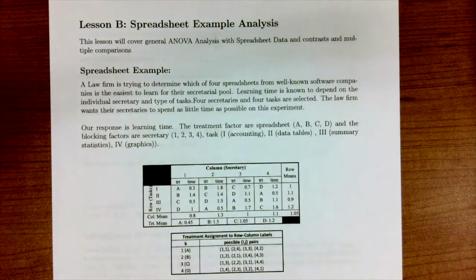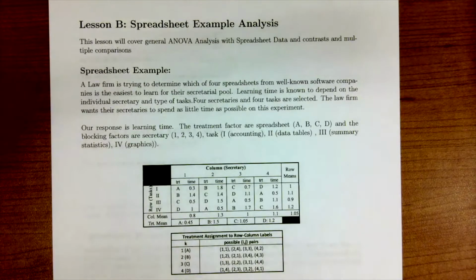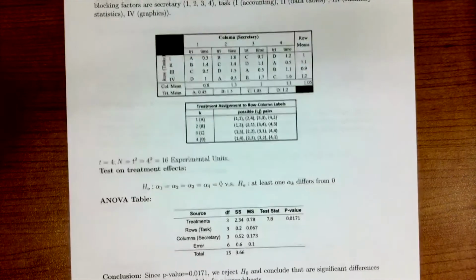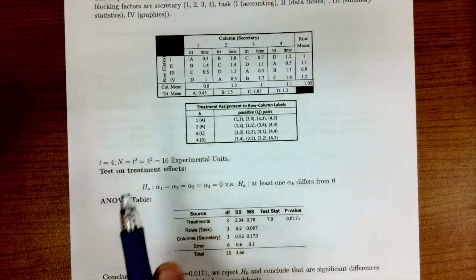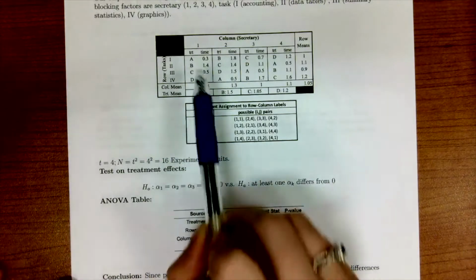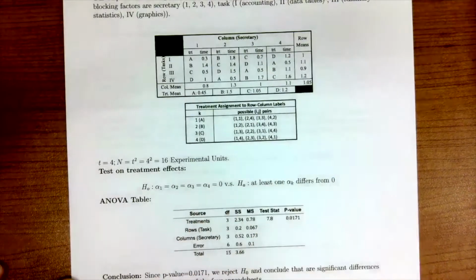Learning time depended on the individual secretary and the type of task. So again, that's our two blocking factors, secretary and our task. And our response is learning time, and our treatment factor is the spreadsheet A, B, C, and D. So in this example, we have T equal to 4. So our number of experimental units is 16. It is not T cubed because when we look here, we can see that we have 16. It's squared, 4 here, 4 here.